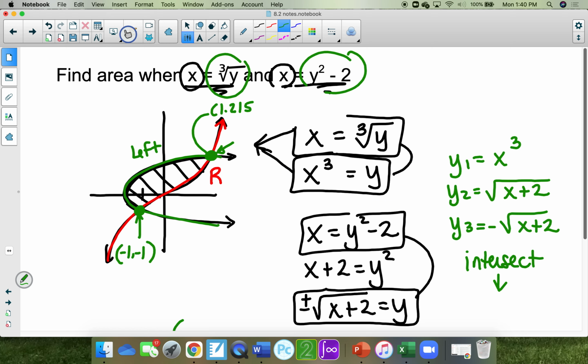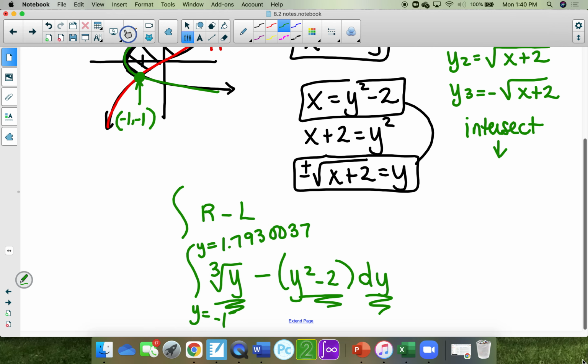Let's not round your limits. Let's keep them all the way out. Those are the full limits, and that's what you should do here.